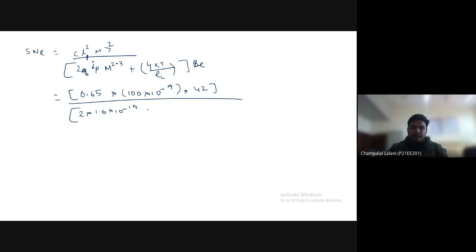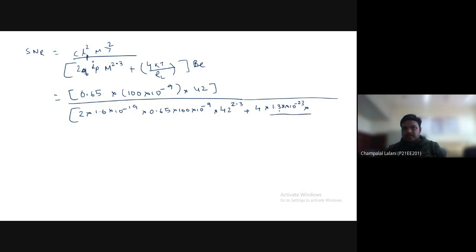2Q IP. IP again I am writing here as R into P. Into 42, M raised to power 2.3, plus 4KTB. 4K is 1.38 into 10 raised to power minus 23. T is 300, RL is 1000, and this is whole B. B is 100 megahertz, 100 into 10 to the power 6. To solve this, you solve it by yourself. I will give you the answer once you solve it.